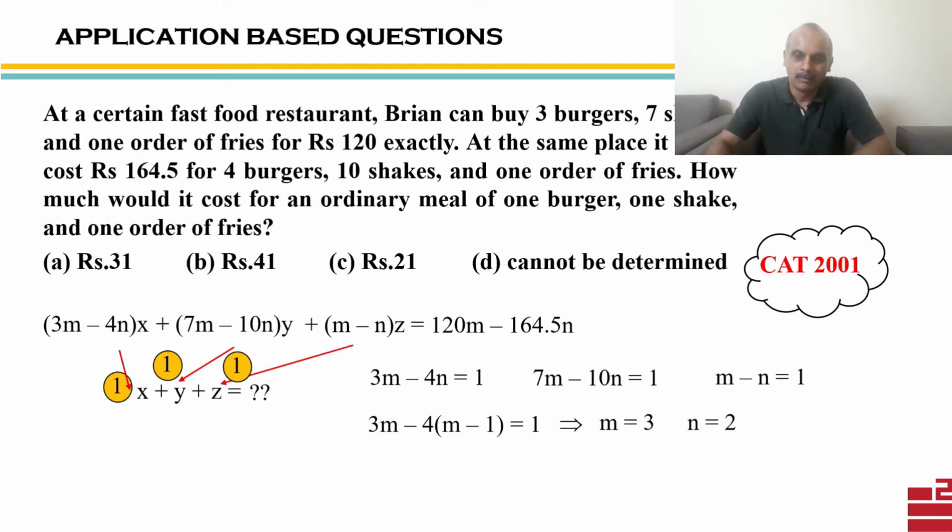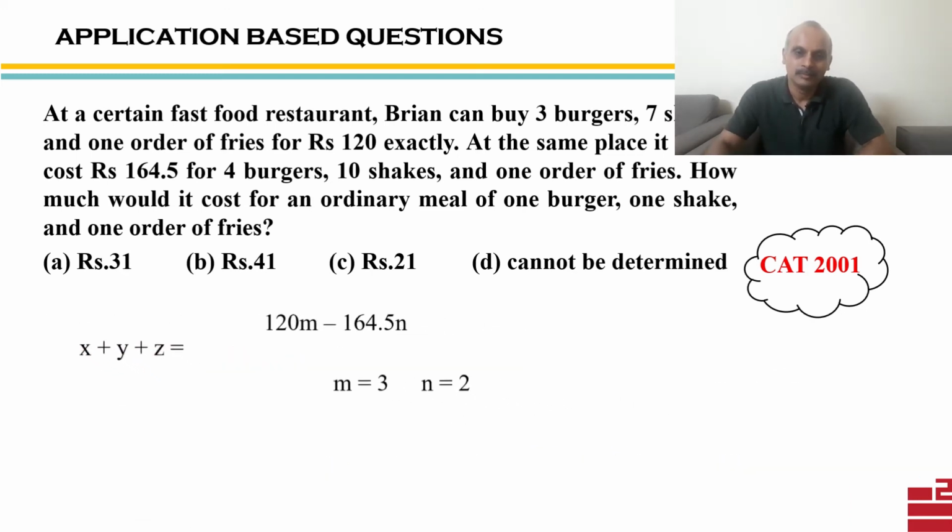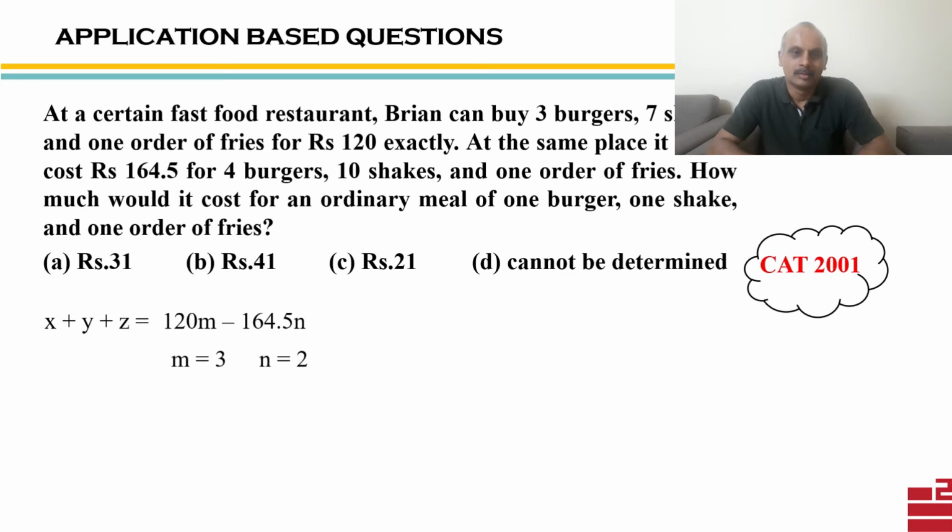And so, my right hand side of the above equation becomes like this. So, putting m as 3 and n as 2, the right hand side becomes 120 into 3 minus 164.5 into 2, and that gives me 31. Okay, so my correct answer is A option, that is 31.